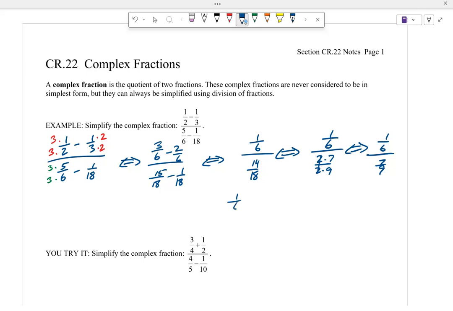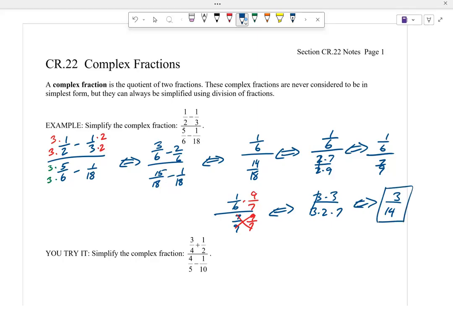And now I can go and multiply by the reciprocal, 9/7. So I've got 9, or 3 times 3, over 6, which is 3 times 2, times 7. Notice the 3's cancel. So we're just left with 3/14 on this first one here.